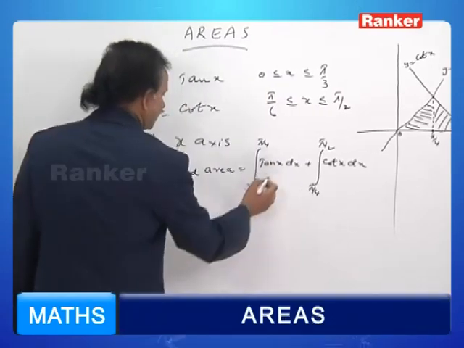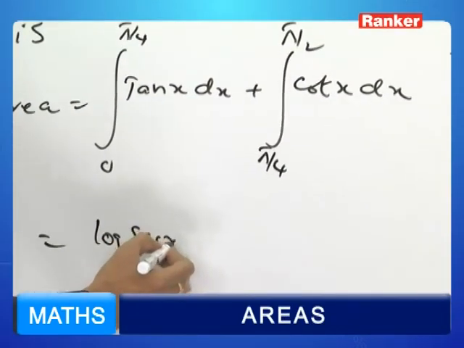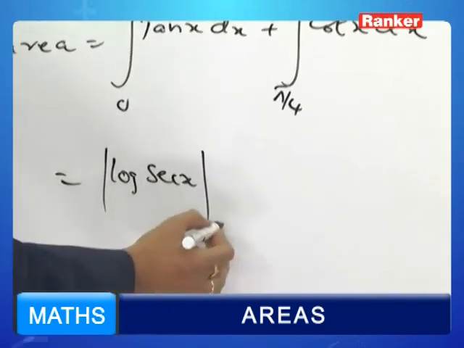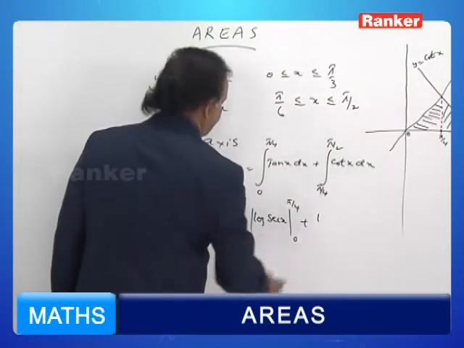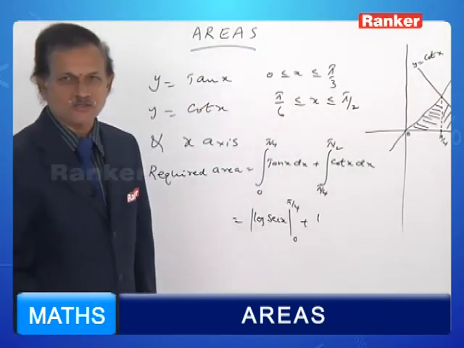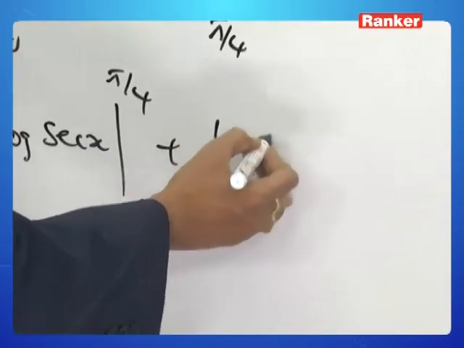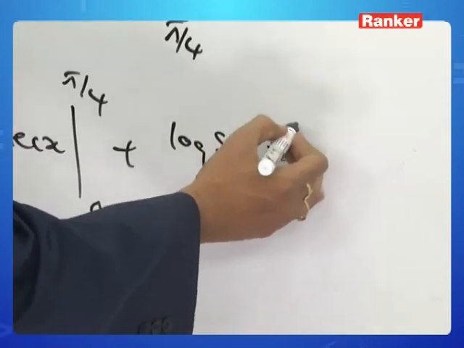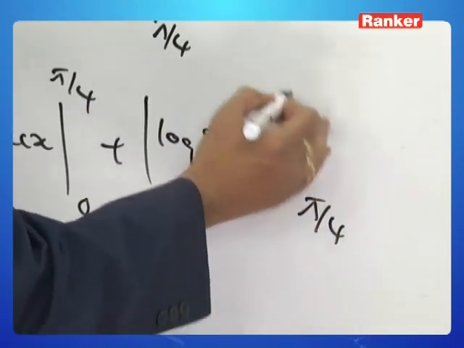So what is the integral of tan x? Log mod secant x to the base e between the limits 0 to pi by 4. And what is the integral of cot x? For cot x, we know that it is log mod sin x to the base e, or ln mod sin x, between the limits pi by 4 to pi by 2.